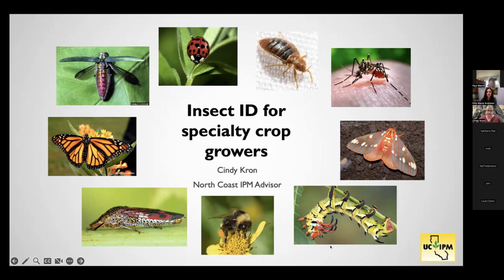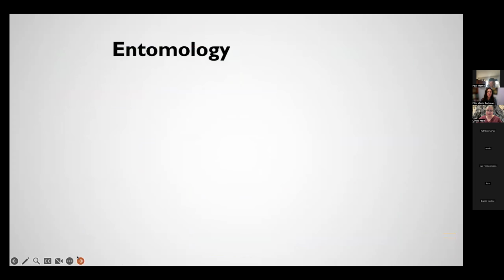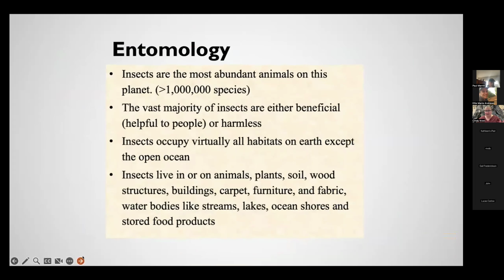We're going to take a deep dive today in insect identification. So, entomology, we'll start from the basics. Insects are the most abundant animals on the planet with over 1 million species, and we are still identifying new species every year. The vast majority of insects are either beneficial, which means they are helpful to people, or they're harmless. They're what we would call neutral insects in an agricultural landscape. I know it might not seem that way when you're dealing with insects that cause damage, but it's only about 2 to 5% of insects that cause damage to crops.